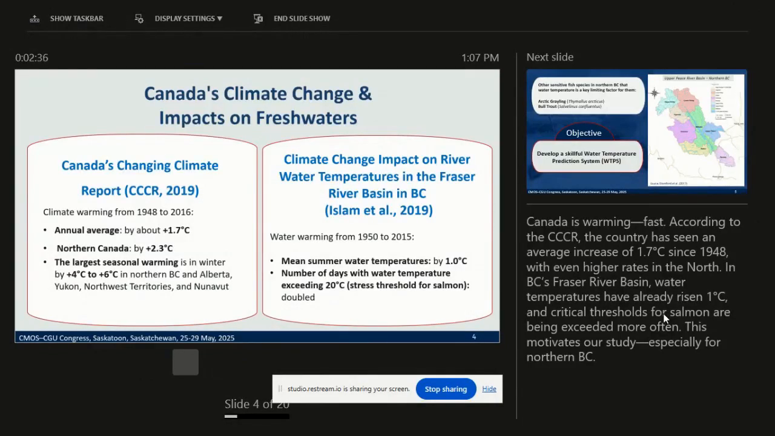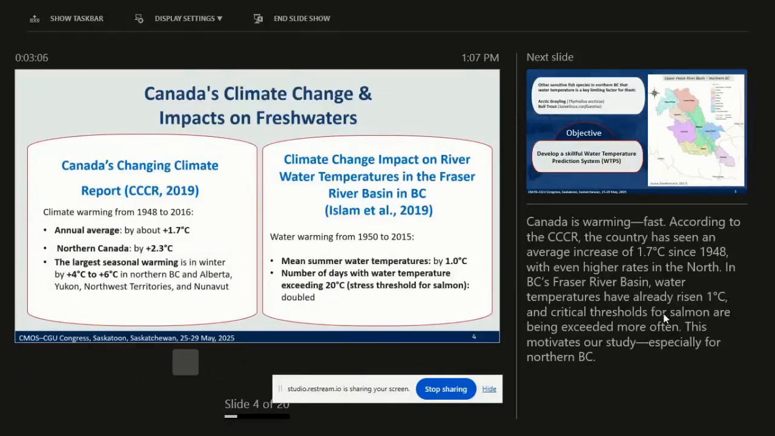And the warming was strongest in the winter in the same region, especially in northern BC, Alberta, Yukon, and Northwest Territories, where sometimes the average temperature is increasing by 4 to 6 degrees, which is a real disaster. So considering this increasing trend in air temperature, for sure, we will have increasing water temperature.